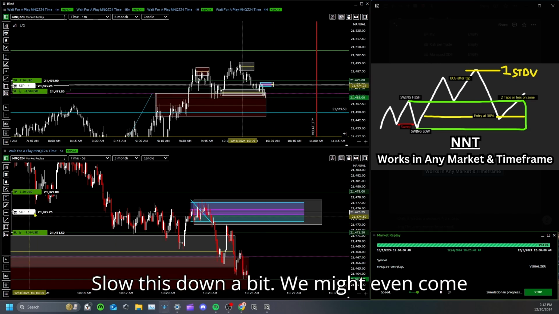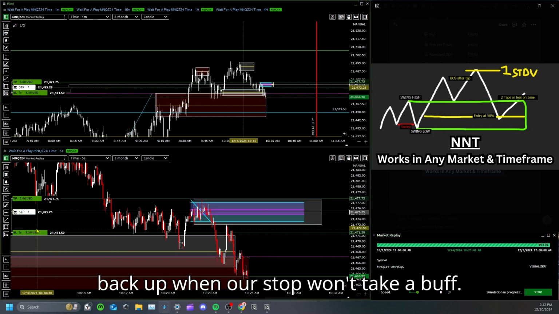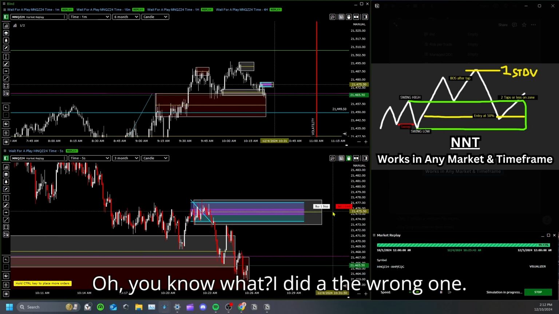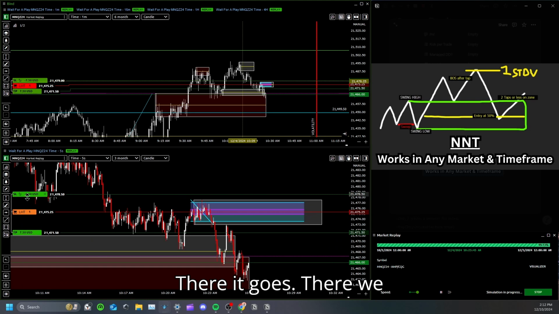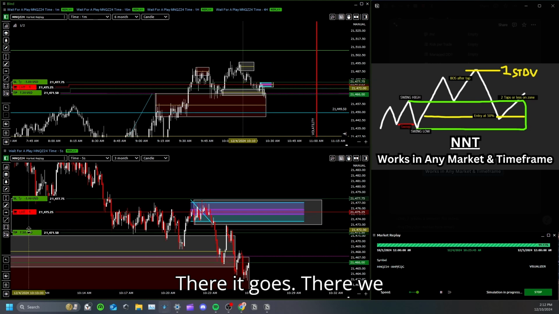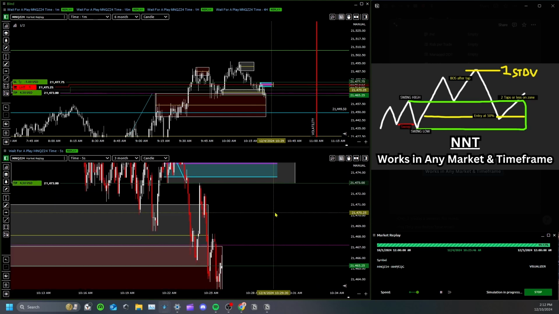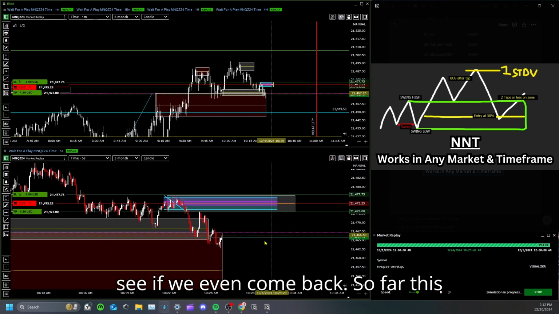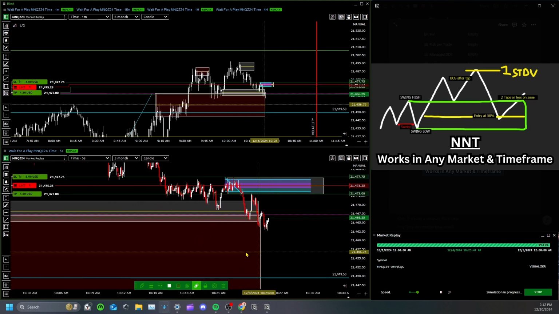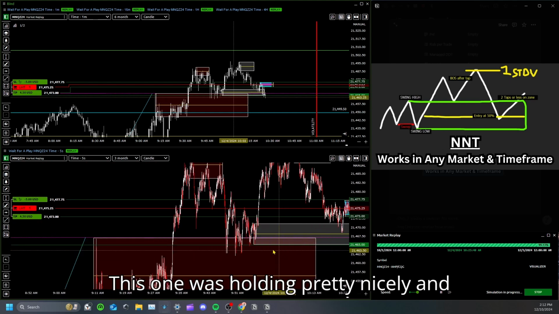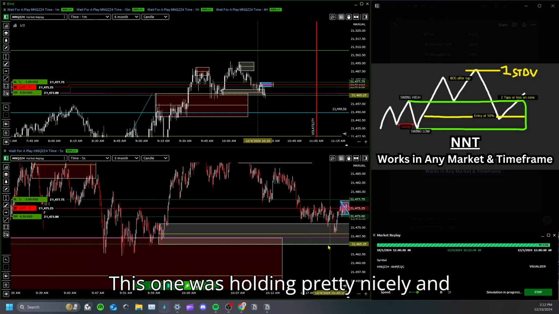Slow this down a bit. We might not even come back up. Or stop one tick above. Oh, you know what? I did the wrong one. There it goes. There we go. Our TP here. Let's see if we even come back, because so far this doesn't look good. This zone was holding pretty nicely and strong.